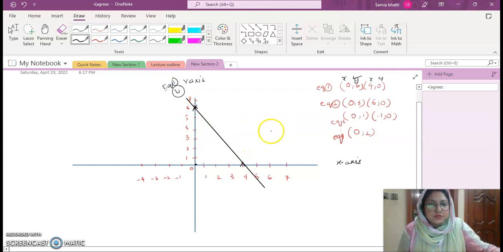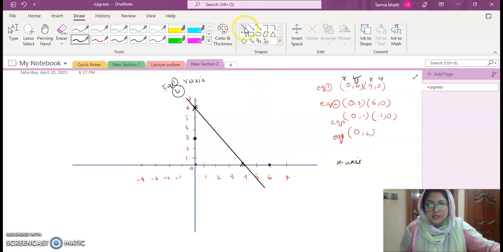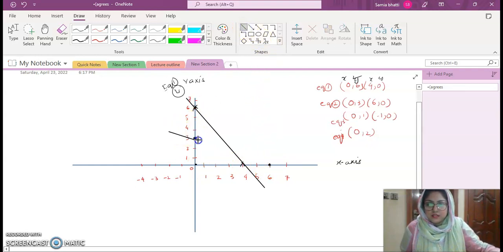Then we have equation 2, where we have 0, 3. So 0 is on the x-axis, no need to mark. 3 is on the y-axis. I'm marking 3 over here. Then I have 6 and 0. So 6 here. Again, a line can be made. Take your ruler and create a line that runs through these points. And I label it as line 2 or equation 2.